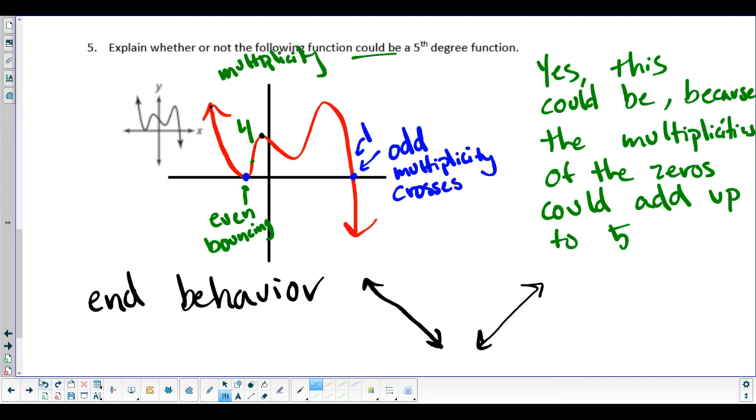Okay, so there's a couple ways to explain it. I would say, yes, this could be, because the multiplicity of the zeros could add to five, and it's clearly an odd degree function by its end behavior. Both of those things together imply that it could be fifth degree.